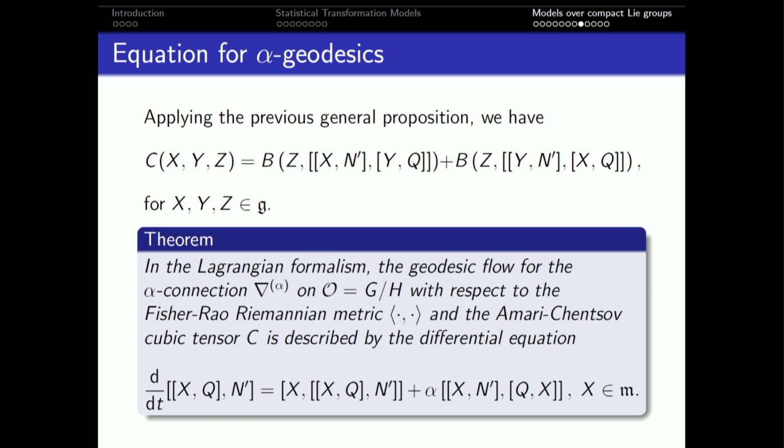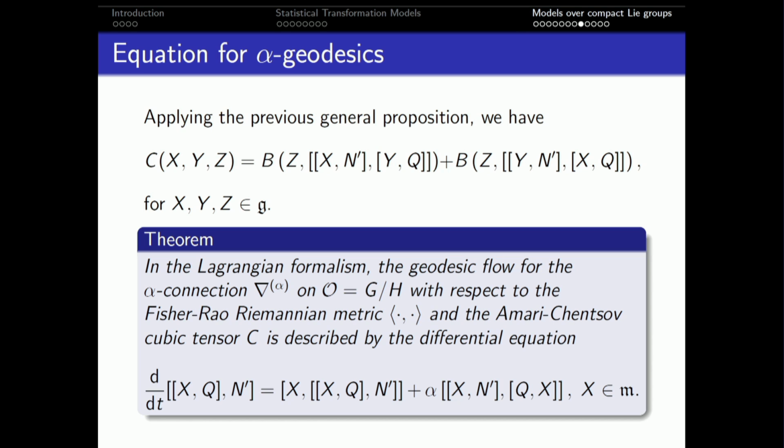And using that, we can deduce the geodesic flow equation for the alpha connection defined, in fact, on the quotient space. This is actually written at the level of the Lie algebra, but we have to focus on this. X is actually chosen from the complement to the Cartan subalgebra. So this is kind of a representative of the tangent space to this quotient space O, which is equal to G over H. This is a general framework to give the equation for the alpha geodesic flows.